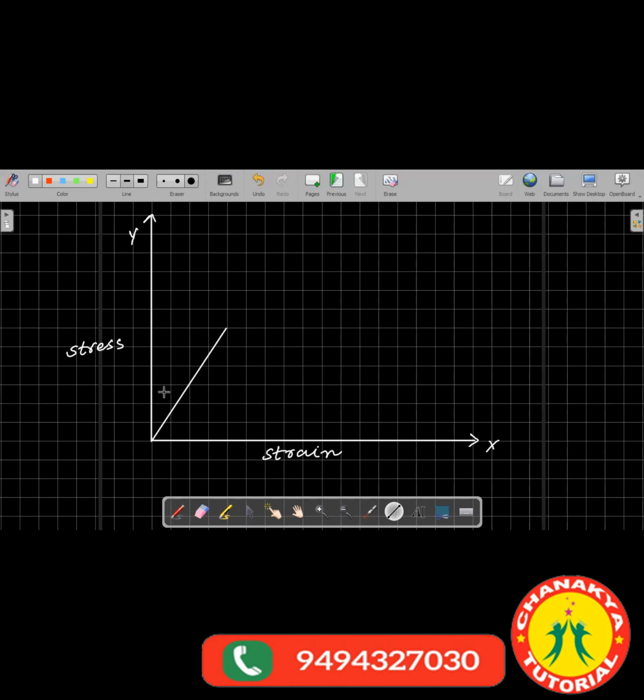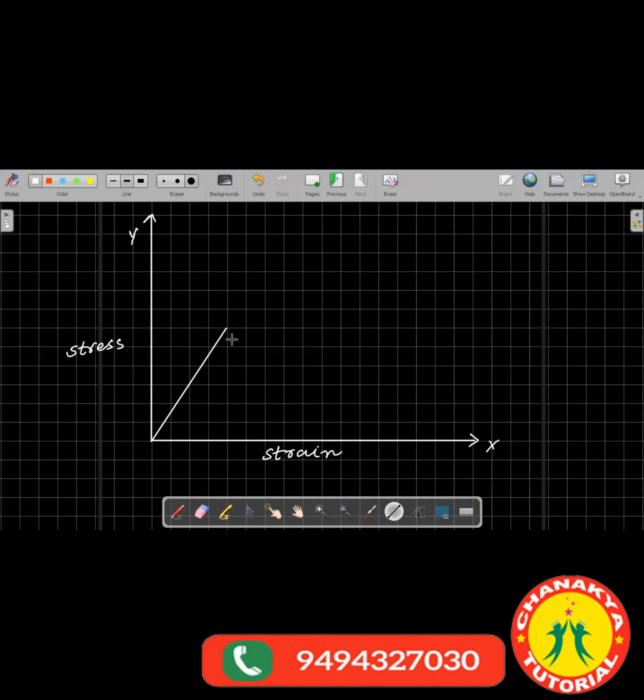I'll tell you what this graph represents. It simply states that if you are finding the stress to strain ratio, that will be a constant. The graph is a straight line, so that means the stress to strain ratio is a constant.